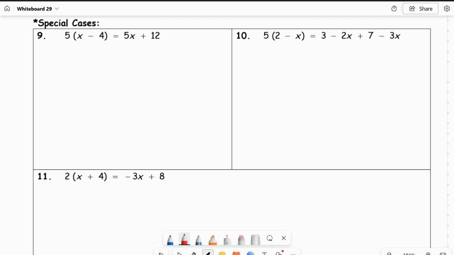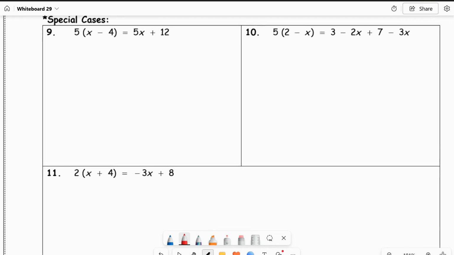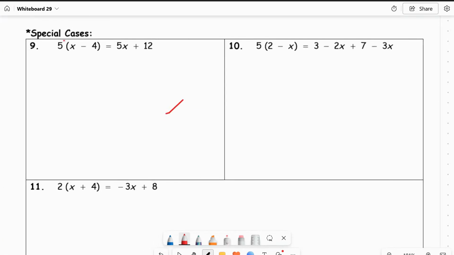So for number 9, let's start by distributing. So let's distribute our 5 into both of our terms inside the parentheses. So 5 times x gives me 5x. 5 times negative 4 gives me negative 20. Plus 5x plus 12. So once again, at this point, let's isolate our variable. So the first thing I'm going to do is add 20 to both sides to get rid of this 20. So that would leave me with 5x equals 5x plus 32.